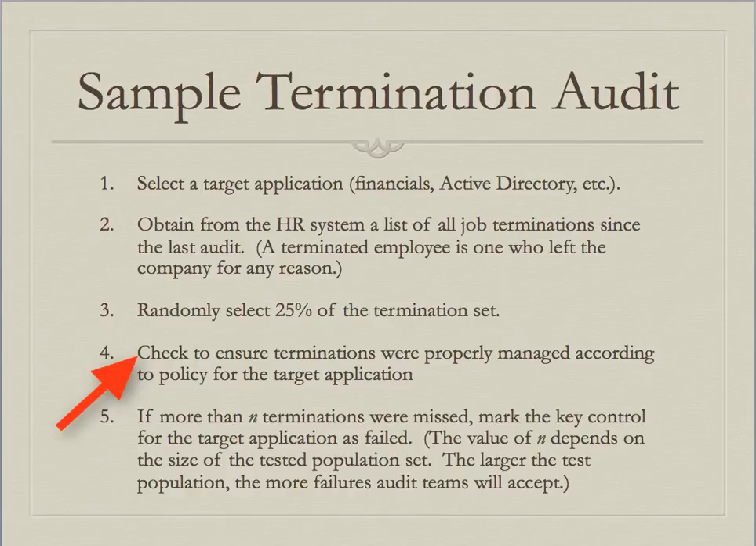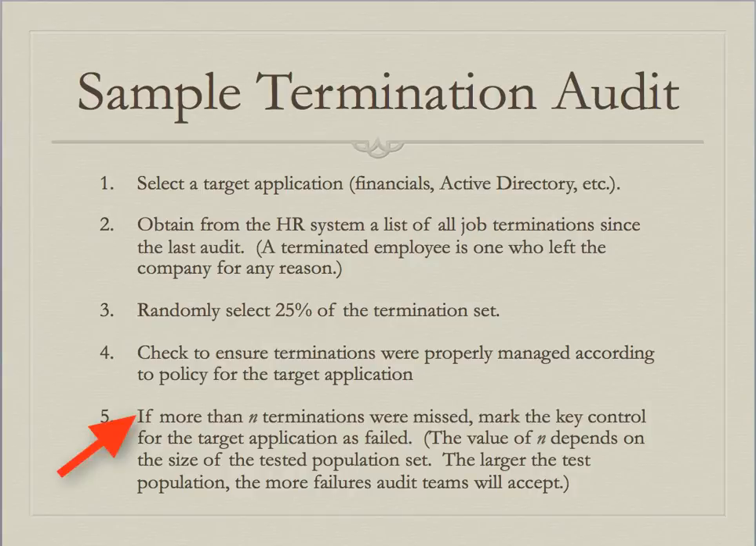And the easiest way to do this is to take the employee, determine what role they were in, go to that role in the role-based access control, or RBAC, solution, find out what applications that role has access to, and determine whether or not all the accounts were disabled. All the accounts in those applications were disabled for the employee under study.